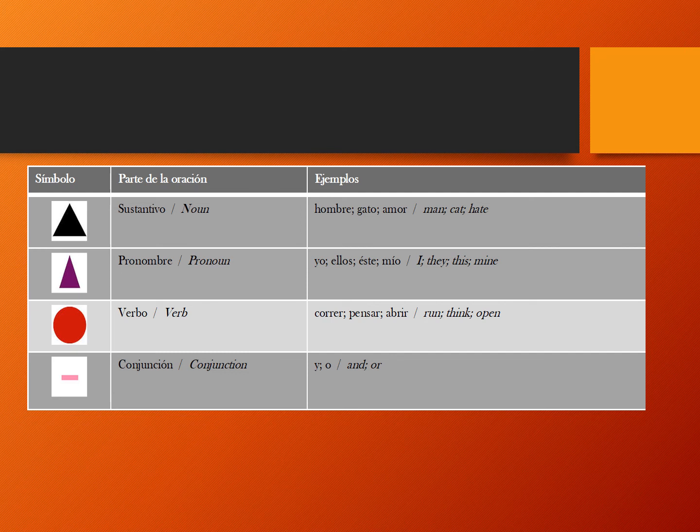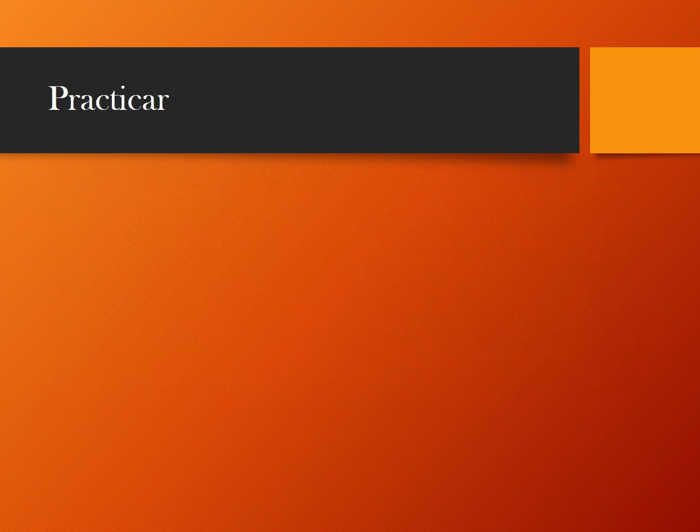So, the sentences you're about to deal with contain these four parts of speech: sustantivo, triángulo negro, pronombre, triángulo morado, verbo, círculo grande y rojo, conjunción, barra rosada. Ready? Practicar. So write all these in Spanish and include the Montessori grammar symbol and the correct color.